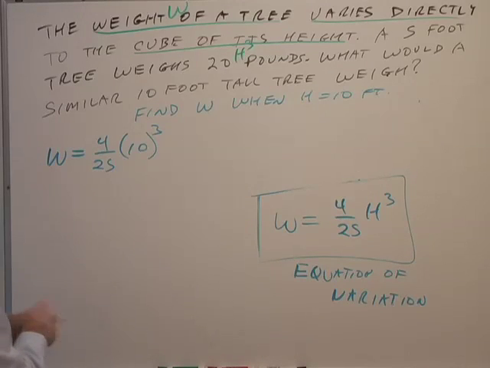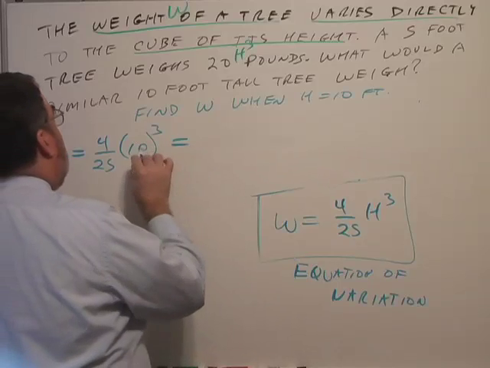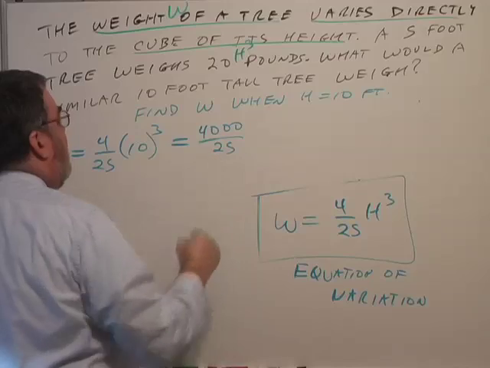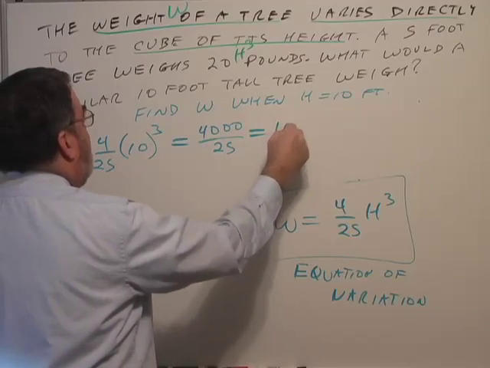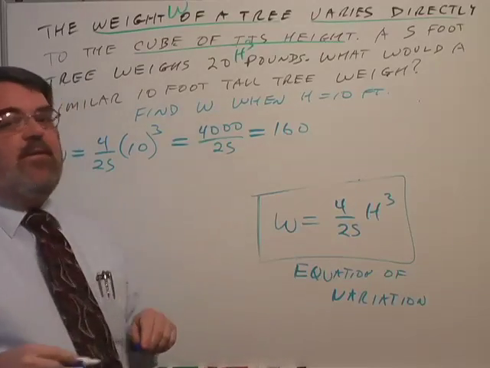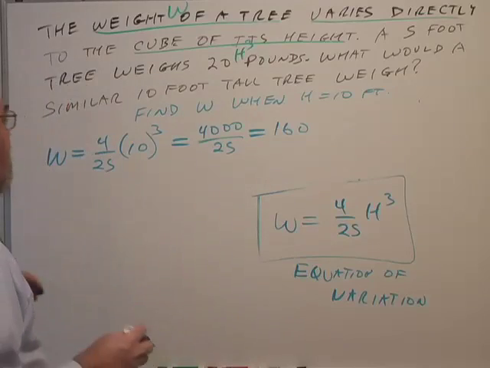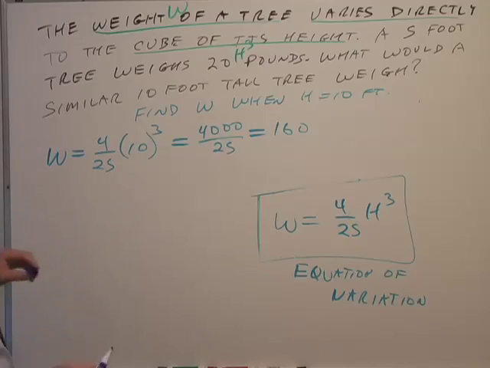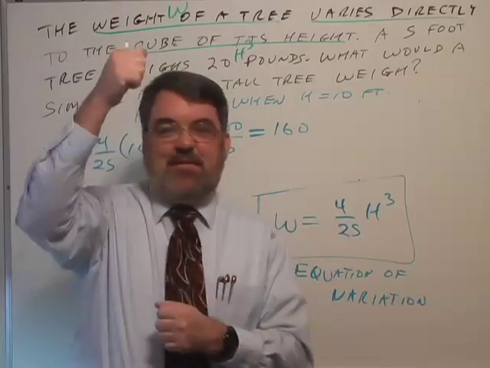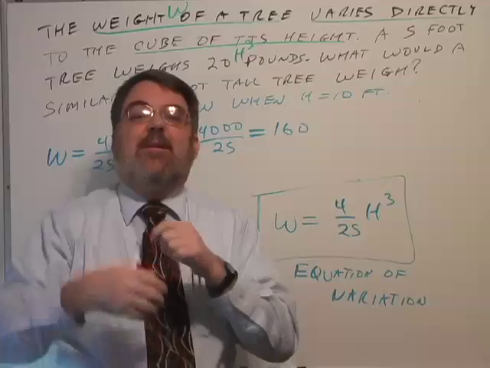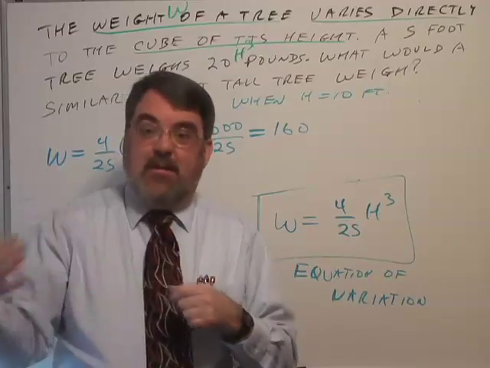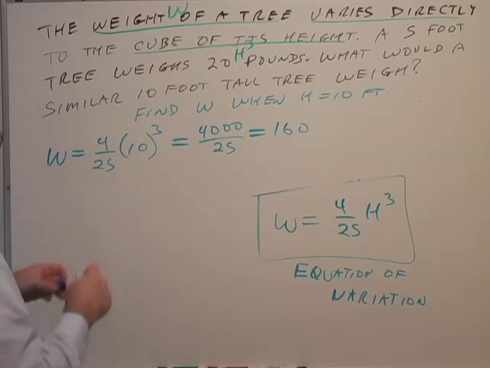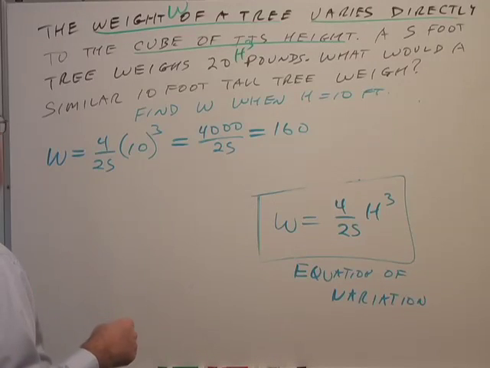And let's see, 10 cubed is 1,000, so I have 4,000 over 25, and that divides off nicely to 160. So, as predicted earlier, it was supposed to be 160 pounds, because twice as tall, twice as wide, twice as deep is 8 times the volume. 8 times 20 is 160. So that confirmed our conclusion from earlier.